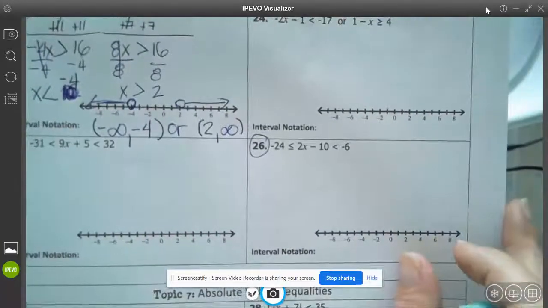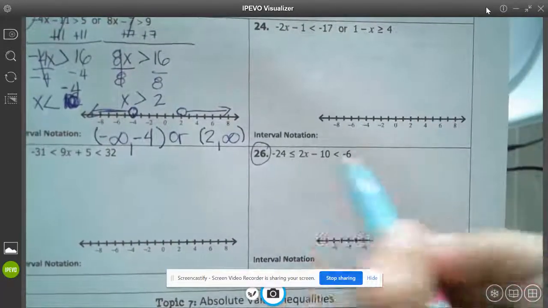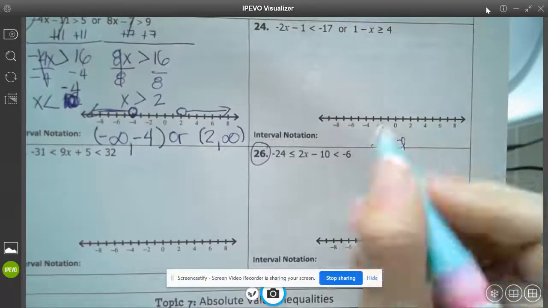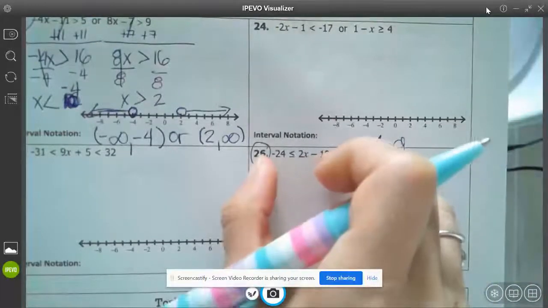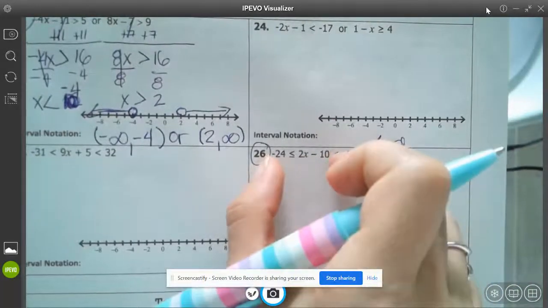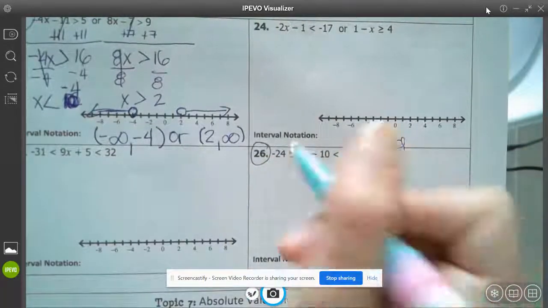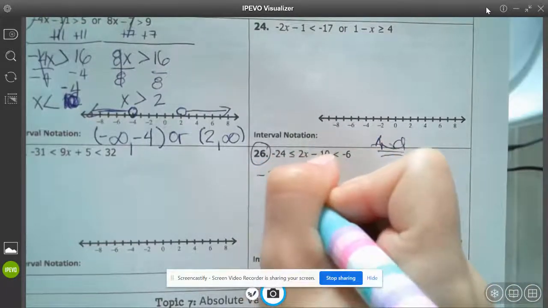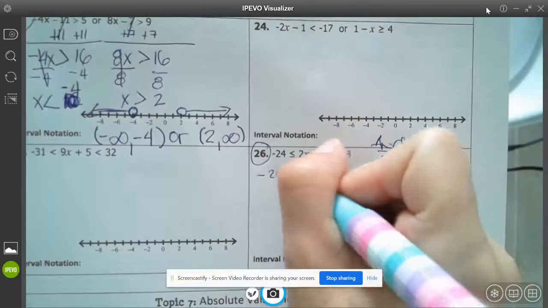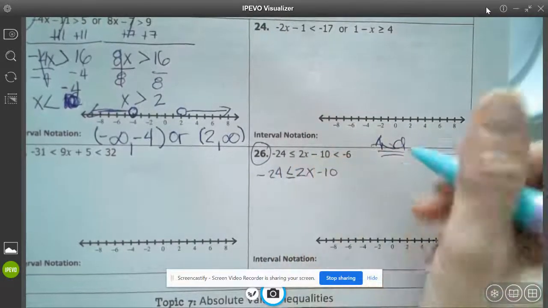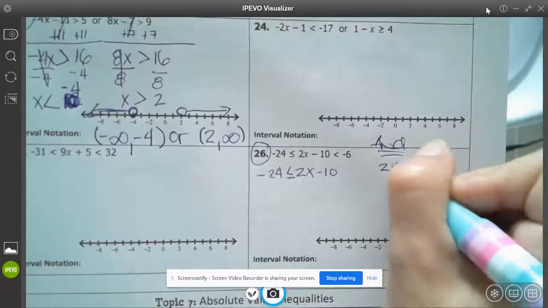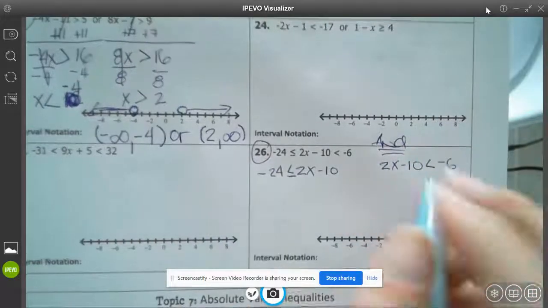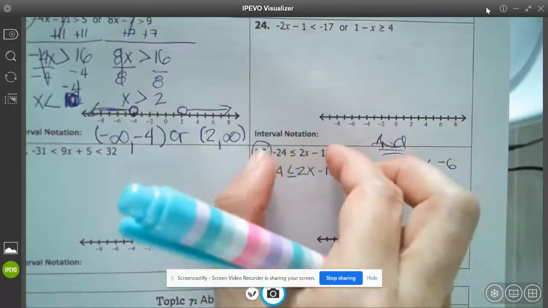All right, one more here. We have an and, right? They connect. So let's do two scenarios here: this portion and then this portion. So we have negative 24 is less than or equal to 2x minus 10. And then we also have 2x minus 10 is less than negative 6. So notice it's this portion and then this portion, right?